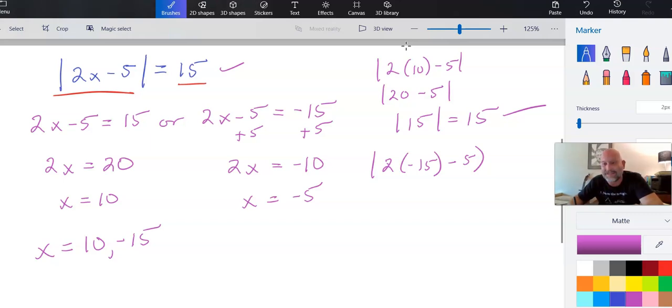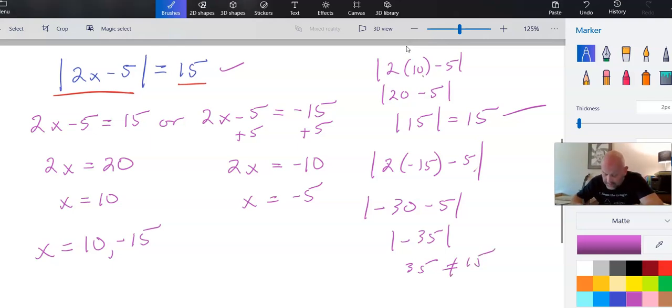Wow, I can't believe I just did that. I caught my own mistake. Let's just go ahead and finish this. Okay, so this gives me negative 30 minus 5, and that's the absolute value of negative 35, which is 35, and that's not equal to 15.